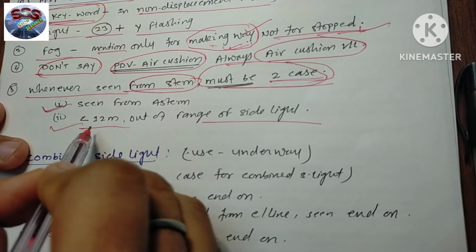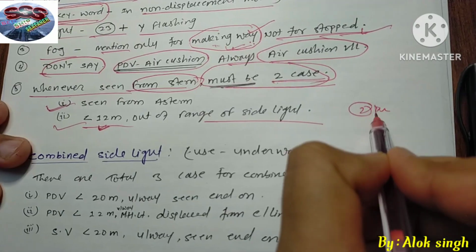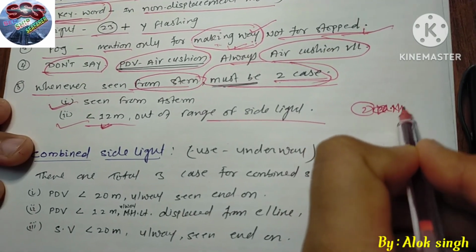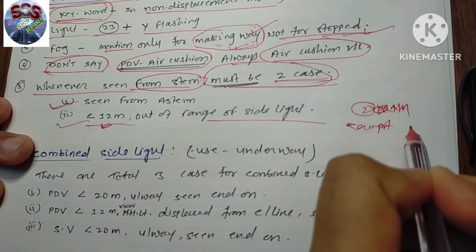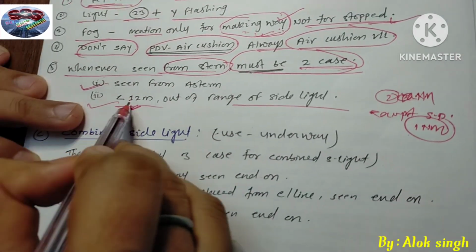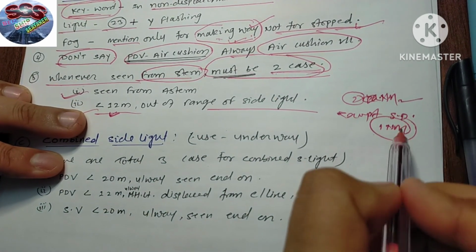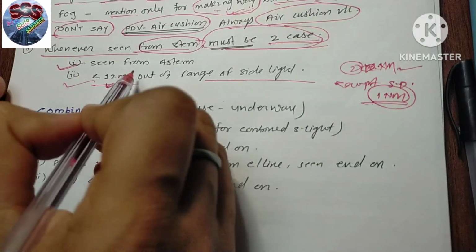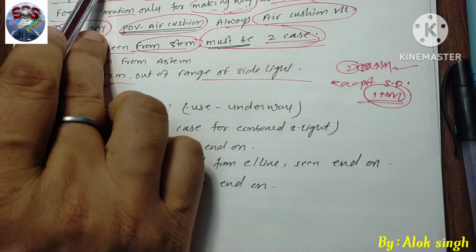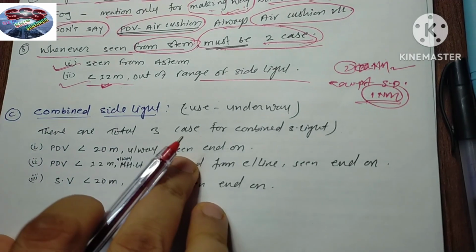The sidelight is not visible because for a vessel less than 12 meters, the visibility of all the lights is 2 nautical miles, except the sidelight, which is only 1 nautical mile. So if it is more than 1 nautical mile, maybe we are able to see the masthead light, but not able to see the sidelight. So this is the key point. Whenever you see the air cushion vessel with stern light, then these two things have to be mentioned.